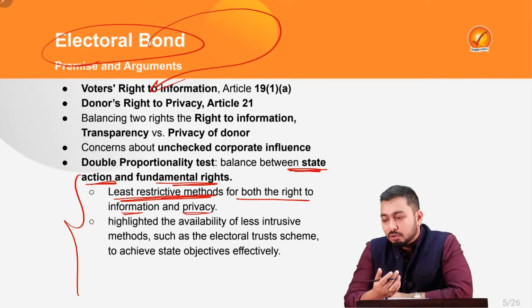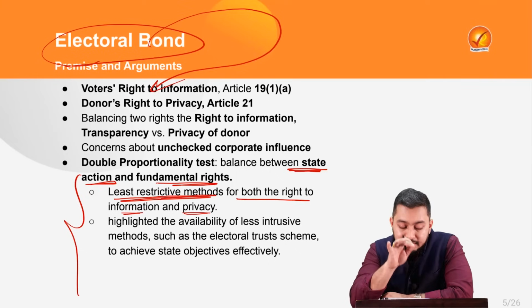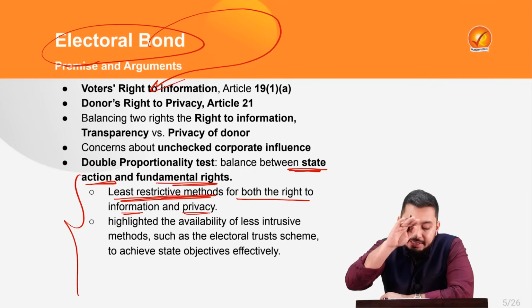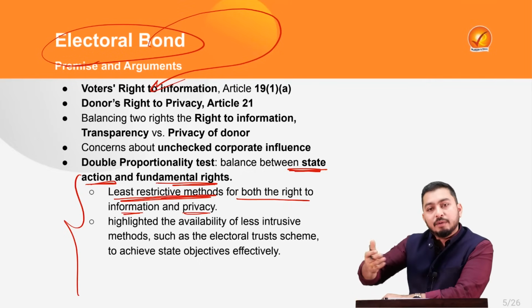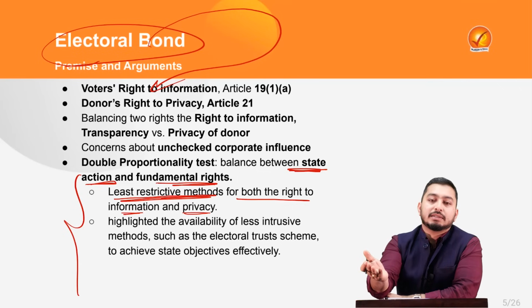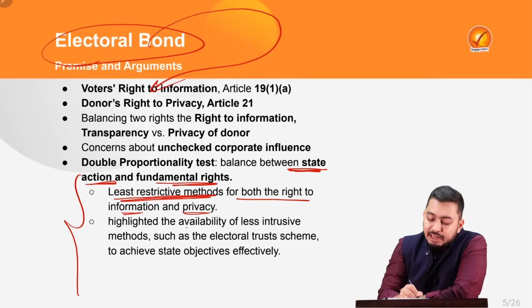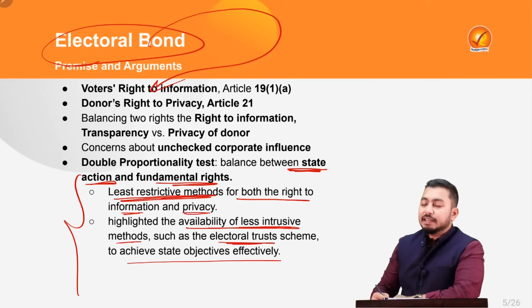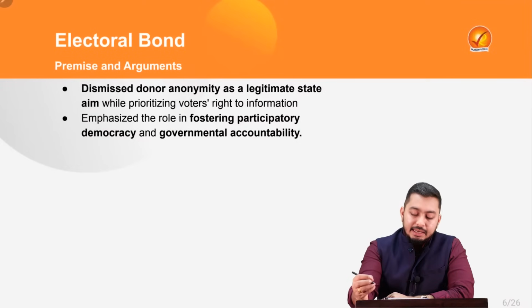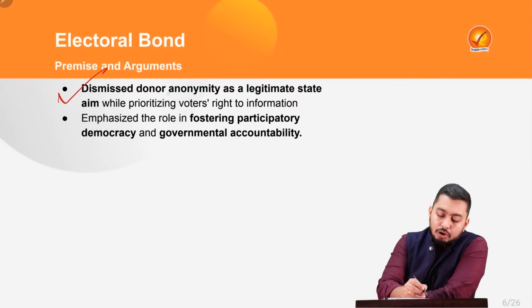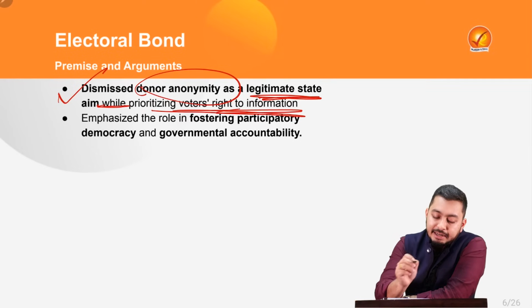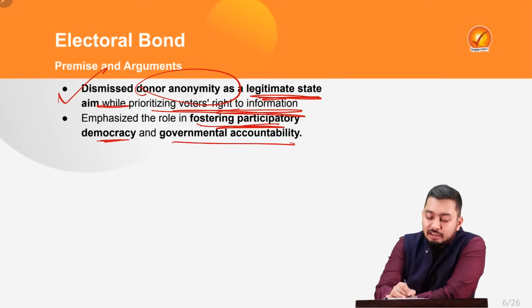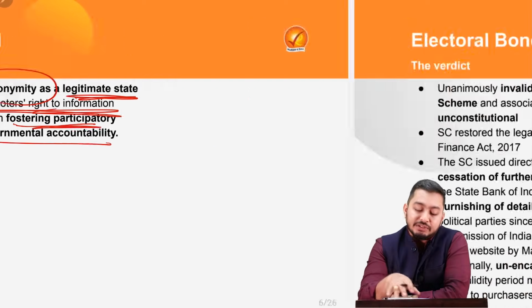Now, the court is not saying that you do not have any privacy, but it is saying that at this juncture, the right to information is at a higher pedestal. And who will judge which right is more important? It will be adjudicated on a case-to-case basis, right? Then it highlights the availability of less intrusive methods such as electoral trusts to achieve state objectives effectively. Now, simultaneously, the court dismissed donor anonymity as a legitimate state aim while prioritizing voters' right to information, and it emphasized the ideas of fostering participative democracy, government accountability, as well as transparency.